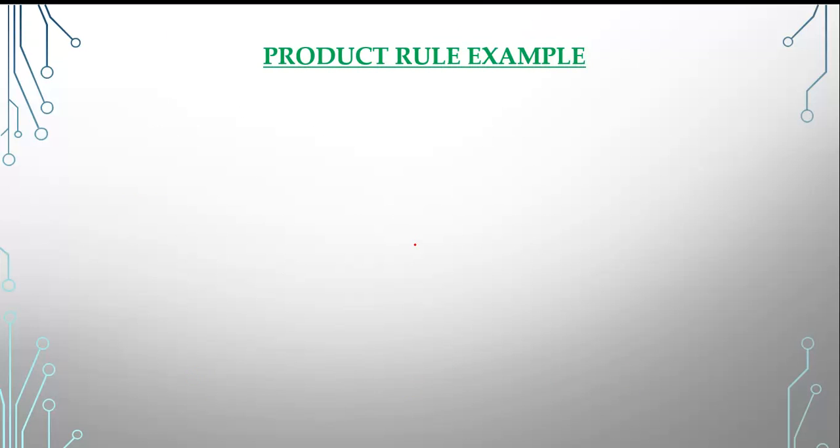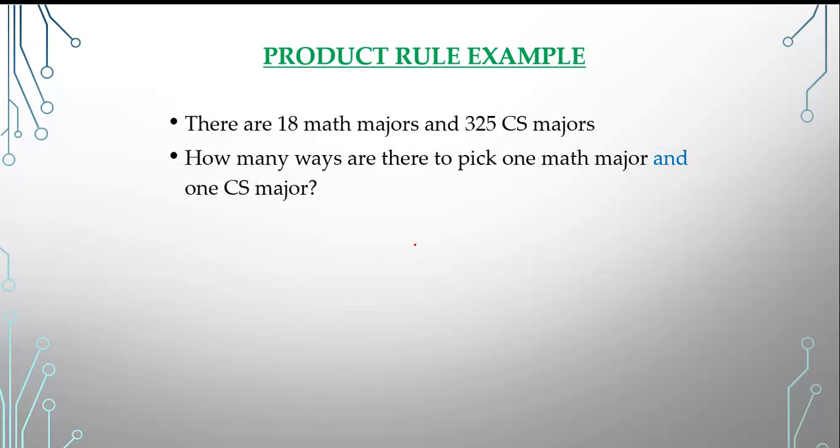So now some examples are here. Suppose 18 math projects are here and 325 CS projects are here. So now how many ways are there to pick one math project and one CS project? Out of 18 you have to choose one, and out of 325 you have to choose one. But you have to choose both, one from this and one from this.